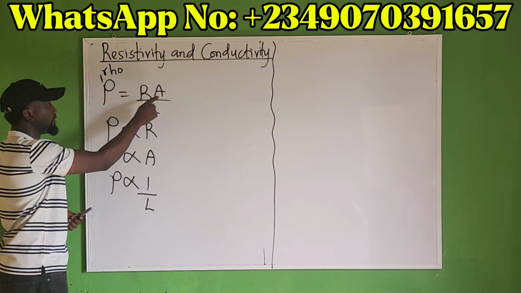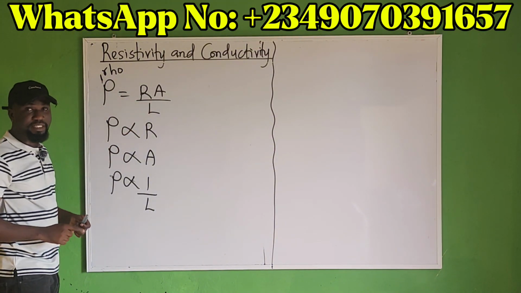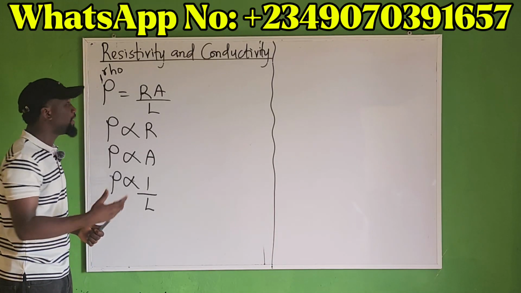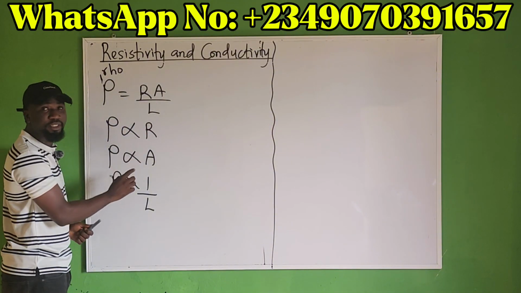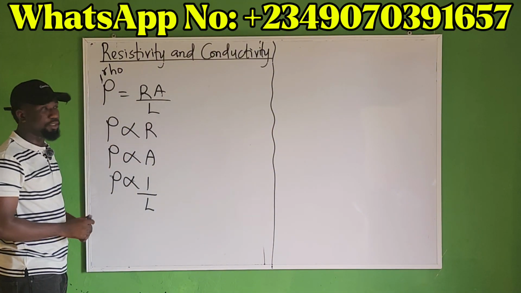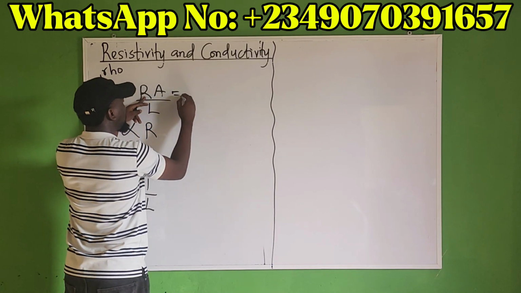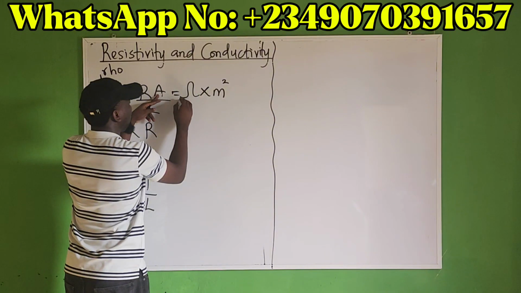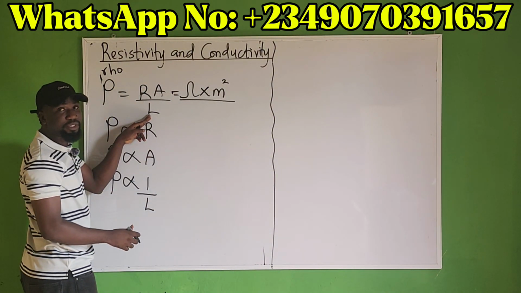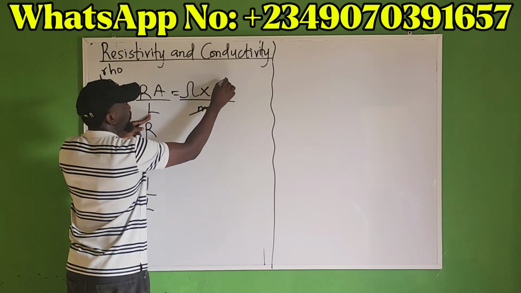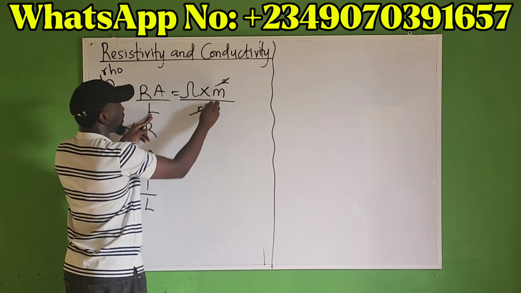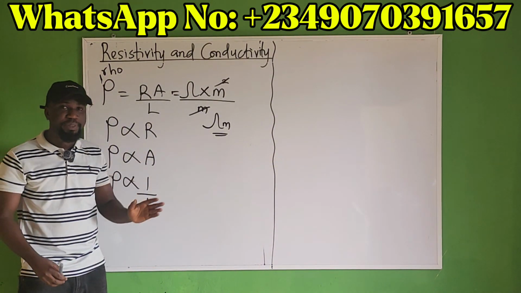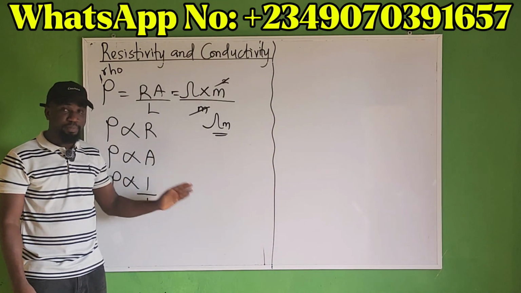Like I said, this is resistivity, and the name of this symbol is rho. This is the resistance, this is the cross-sectional area, and here is the length. So what is the SI unit of resistivity? We can get that by looking into the unit of each of these quantities. For resistance, the unit is ohm. For area, the SI unit is meter squared, divided by the length, whose SI unit is meter. So we cancel one of the meters here, and ohm multiplied by meter gives us ohm meter. So the SI unit of resistivity is ohm meter. Do you understand?